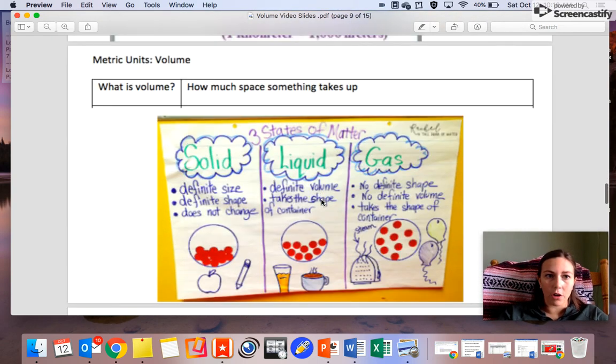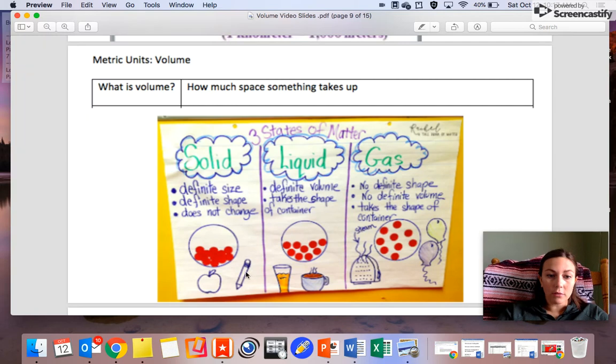All right, here are the notes. I want you to copy this down. What is volume? How much space something takes up. And I like this picture here because it has the 3 states of matter: solid, liquid, and gas. Solids take up space. So they've got a picture of an apple here. An apple takes up space. So it does have a volume.